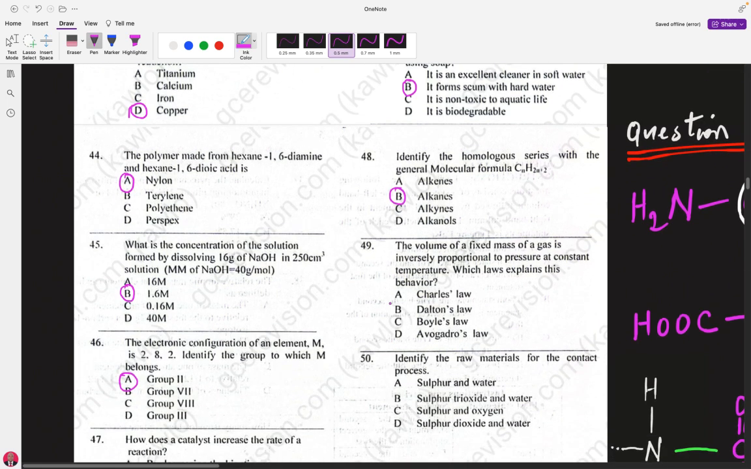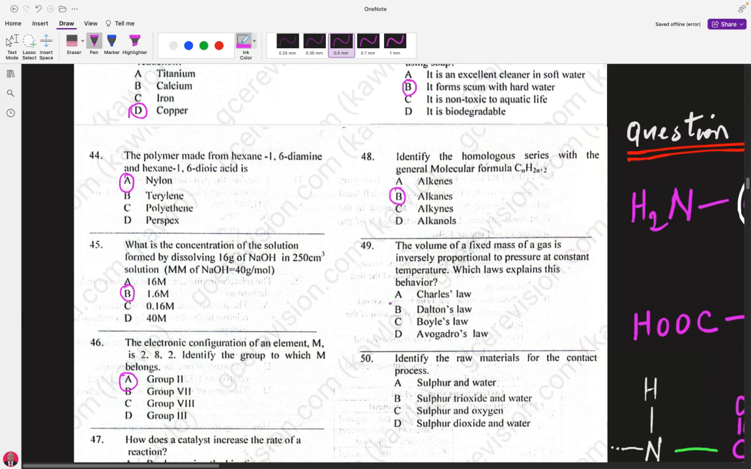The volume of a fixed mass of a gas is inversely proportional to pressure at constant temperature. Which law explains this behavior? Charles' law does not do that. It's directly proportional. Avogadro's law deals with molecules: equal volumes contain the same number of molecules. That's Avogadro's law.